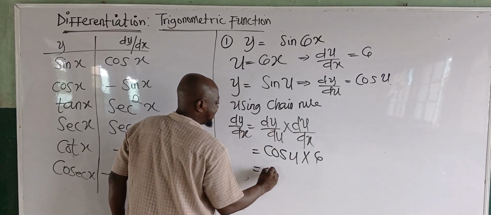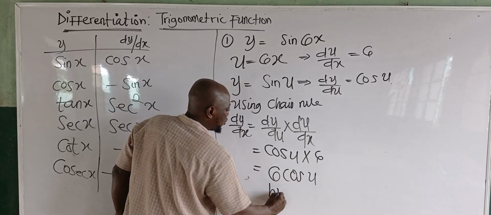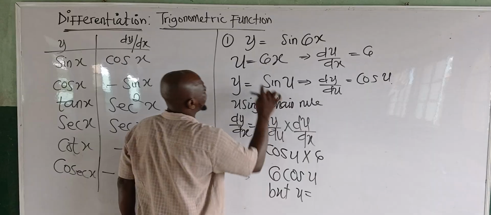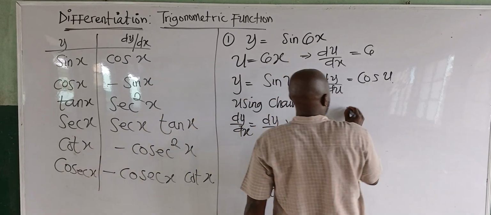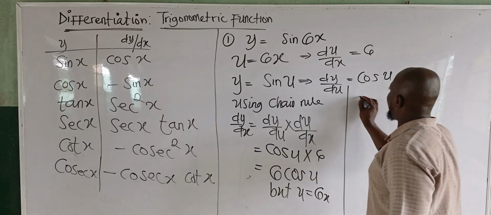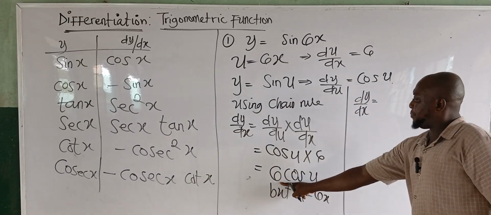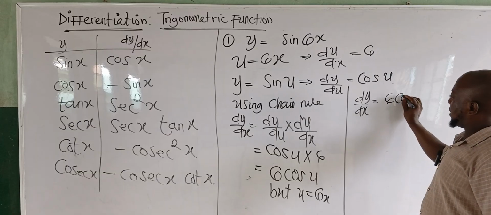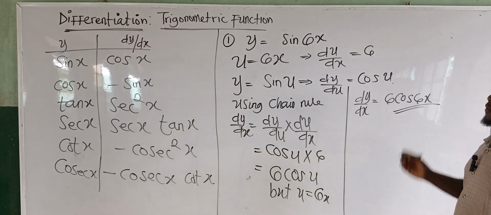When this multiplies this, we know that here becomes cos u. But we already know our u from the beginning. What is my u from the beginning? We said it's 6x. So finally, our final answer for dy/dx becomes 6 cos. Instead of putting u, I'll put 6x. This is how you do this.